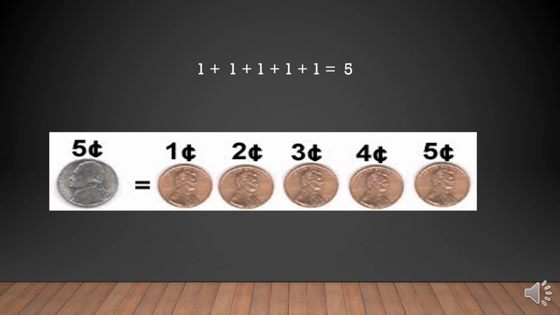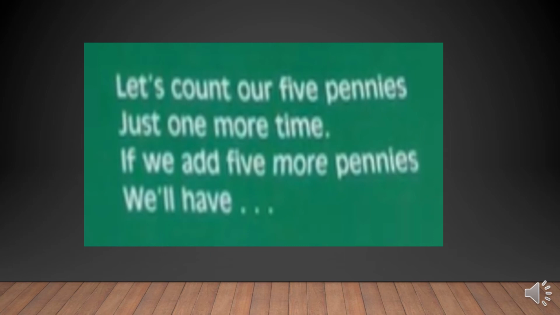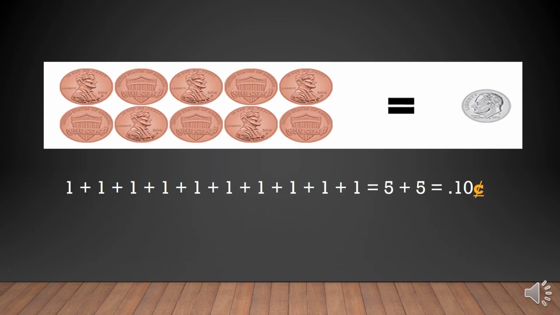Well, that's the same as 1 penny, 2 pennies, 3 pennies, 4, and one more would give me 5. But wait, there's a coin that equals 5 cents. That's right, a nickel. So 5 pennies is the same as 1 nickel. Let's count our 5 pennies just one more time. If we add 5 more pennies, we'll have a dime. Oh, that's right, a dime equals 10 cents.